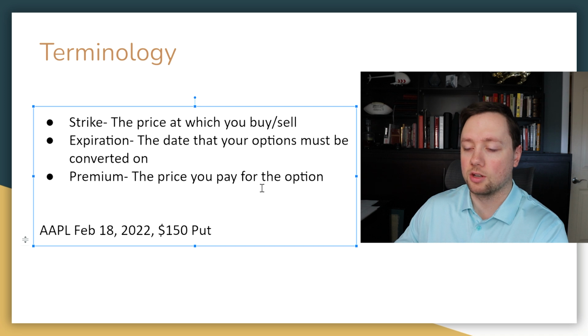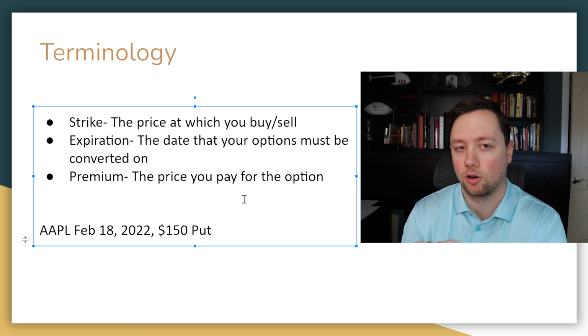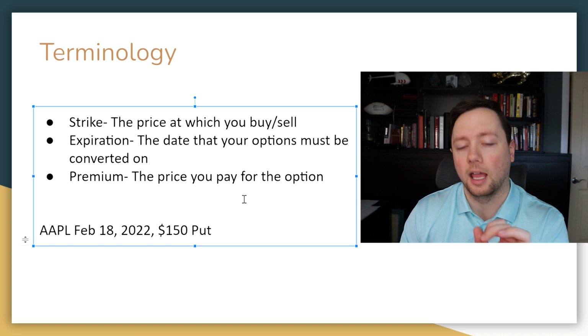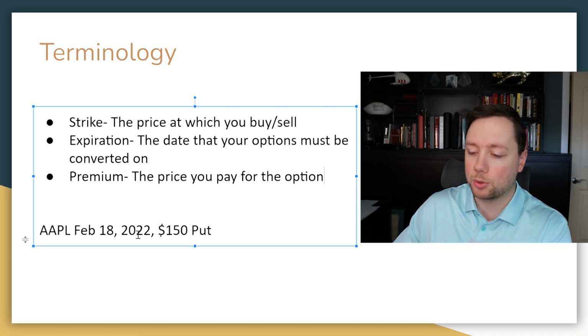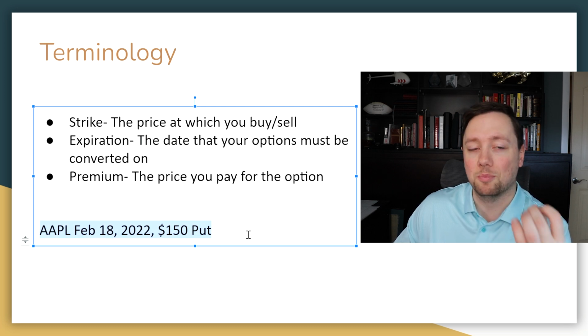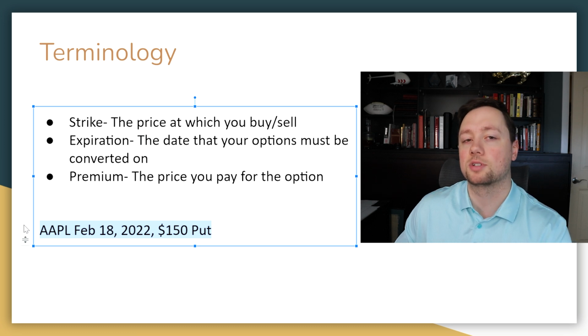Now, the last piece of terminology that's not on the PowerPoint here that you need to know is something called a contract. A contract represents 100 options, kind of like a dozen eggs represents 12 eggs. Options are only sold in contracts. So if you want to buy the put option to sell Apple on February 18th, 2022 at $150, you're going to have to pay the premium for that option, but you're going to have to multiply it by 100 because those options are only available in contracts. So if it costs me $2 to buy this premium for this put option, it would actually cost me $200, because the minimum I can buy is one contract, and that represents 100 options.